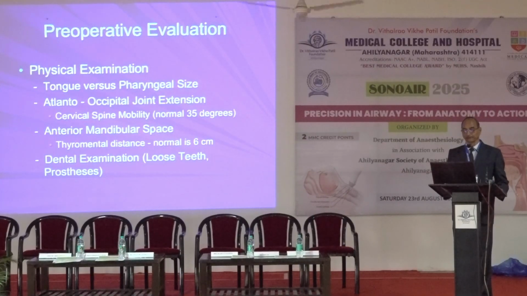Now, preoperative evaluation is very important to detect a difficult airway. So, physical examination includes the tongue versus the pharyngeal size. You have to see the atlanto-occipital joint extension movements. You have to see the cervical spine mobility, generally around 35 degrees. The anterior mandibular space, the thyromental distance, normal is 6 centimeters. Then you have to also see the dental examination for loose teeth and the prosthesis.